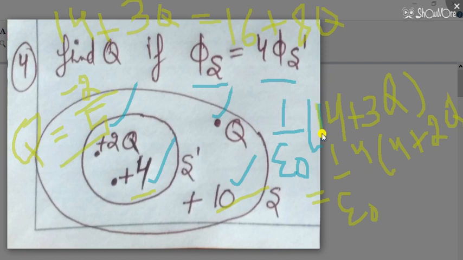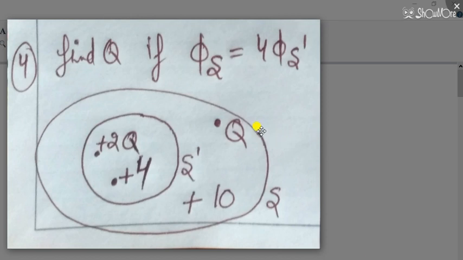Here we have 10 plus 4, 14, 14 plus 3q, and this is for surface S and this is for surface S dash, and by the given condition we get the value of q equal to minus 2 by 5 coulomb. You can check the answer, and if any calculation mistake is there, then you can comment on my number and send the feedback. I hope this question is clear. So the concept of Gauss law is used here.